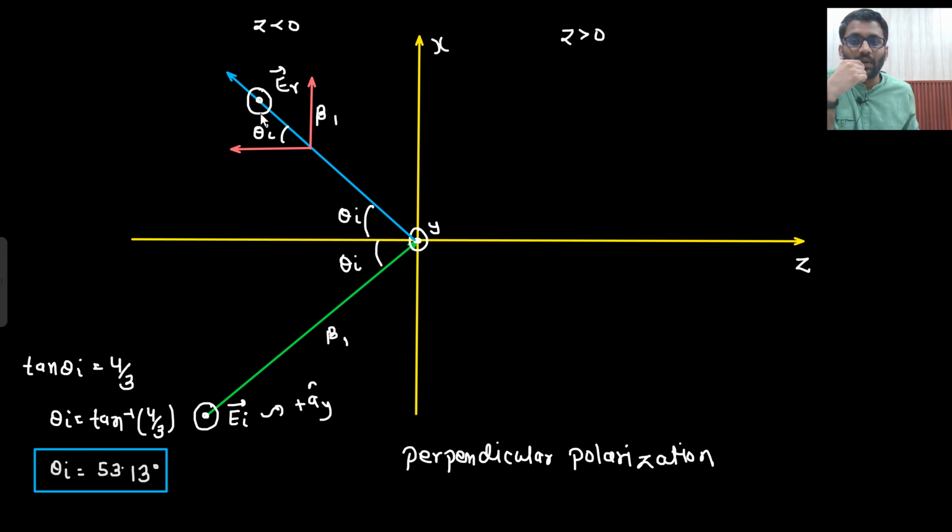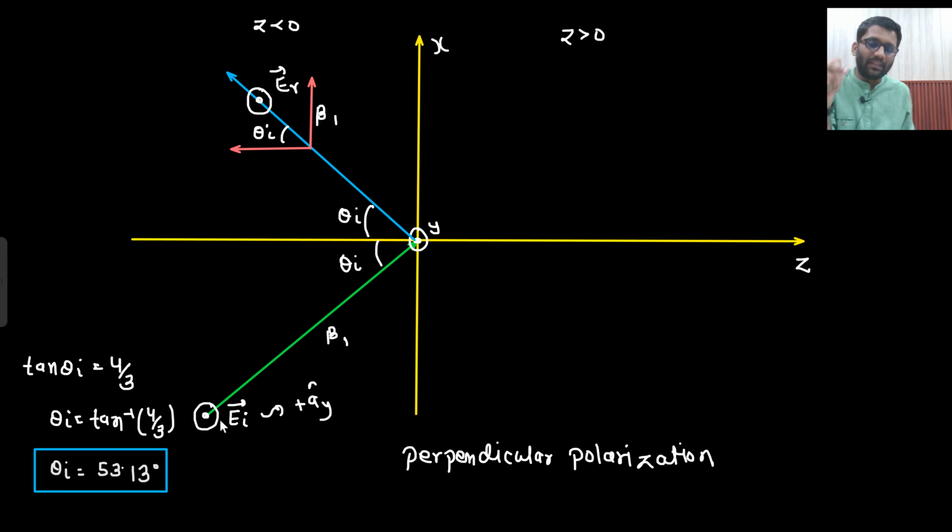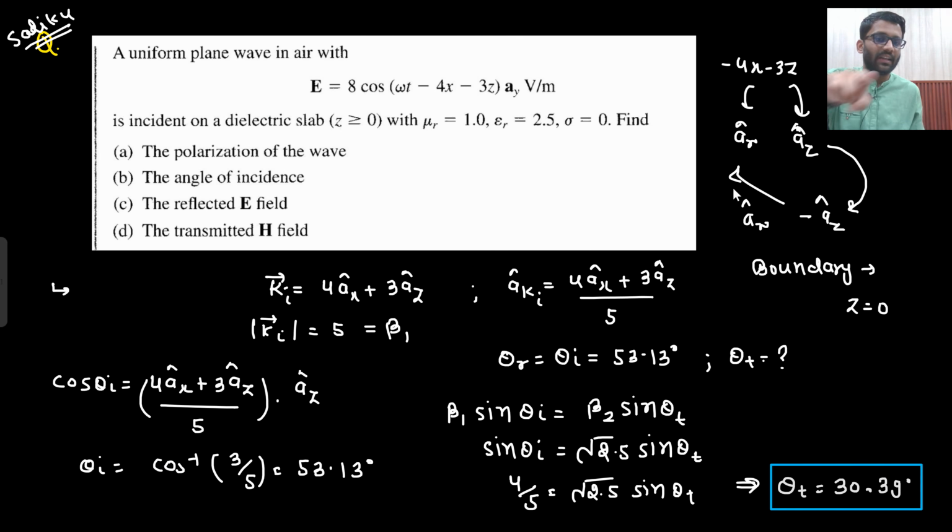So for that, I do not need to calculate this unit vector again and again. What I will see is that my incident wave was in plus z and plus x, but the reflected wave is in minus z and plus x. That means this sign would change: the sign of z would change and the sign of x will remain as it is.